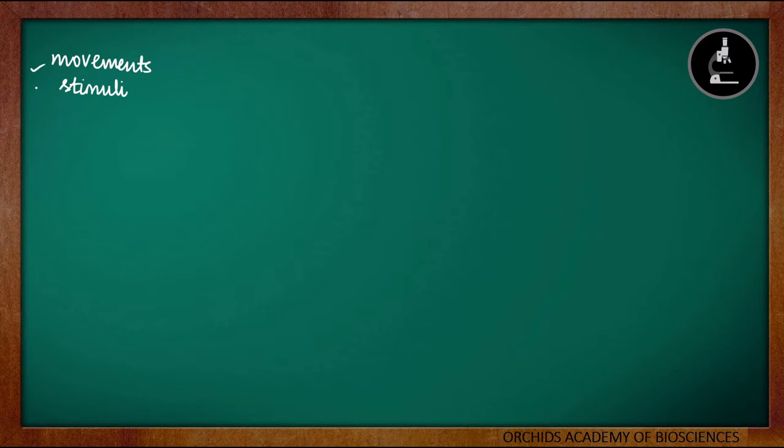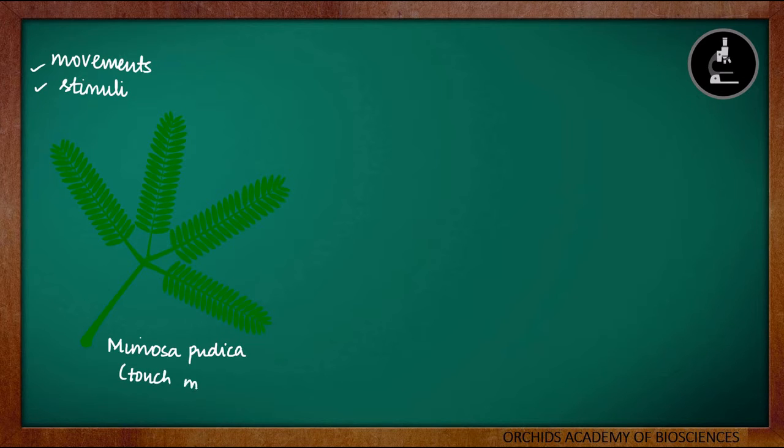To understand the various movements and stimuli in plants, let us consider a few examples as well as a few experiments. First, let us take the example of the Mimosa pudica plant. What is this Mimosa pudica plant? It is commonly called the touch-me-not plant. So whenever we touch the leaflets of this plant, suddenly the leaflets fold up.